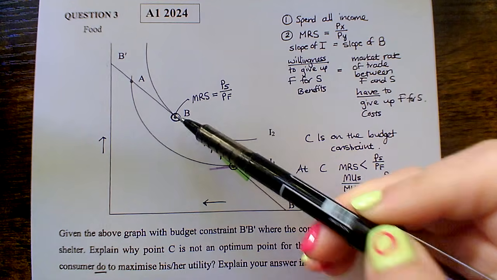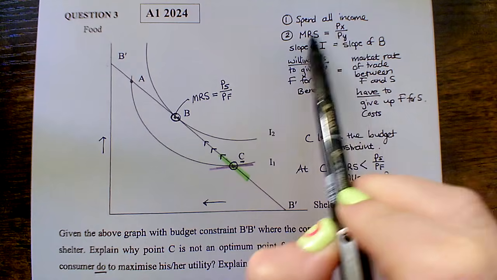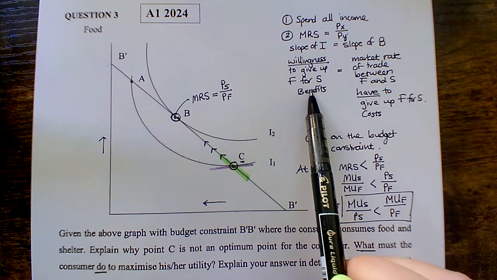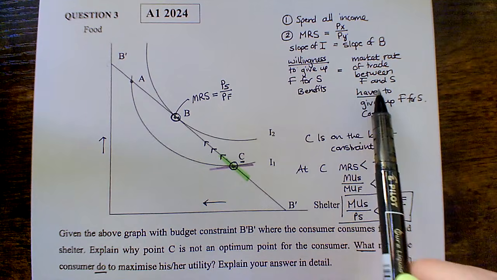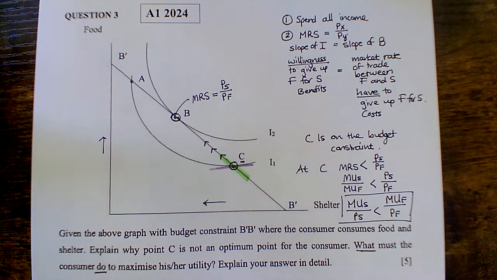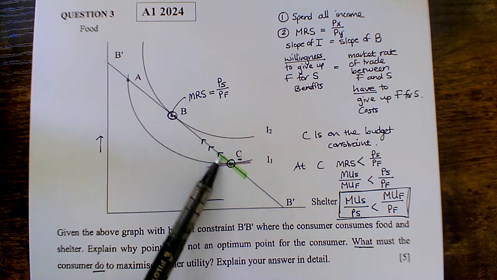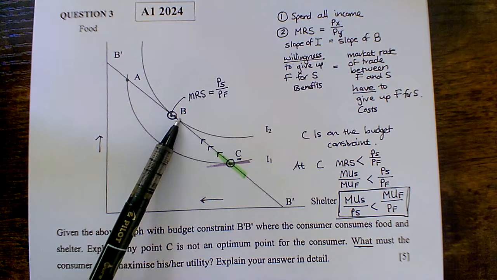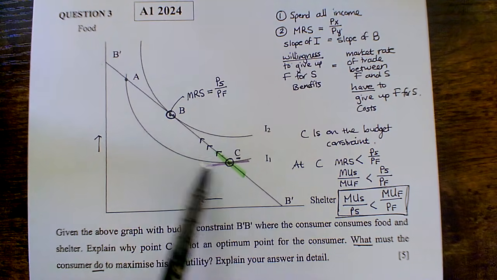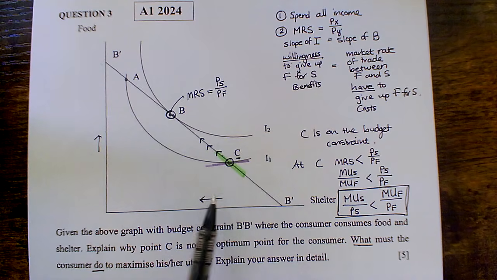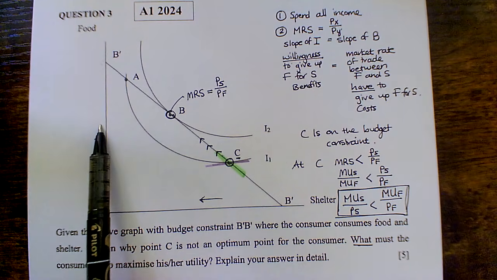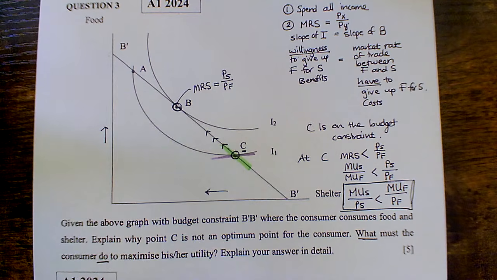So they are spending all their income, they're on the budget constraint, and they are equating their willingness to give up food for shelter with the rate at which they have to give up food for shelter. But this helps us explain how that change occurs. So in this answer, you would have to indicate why it is that you believe the consumer needs to move up the budget constraint. Why does the consumer need to reallocate some of their spending away from shelter towards food? Okay, so that's this question.